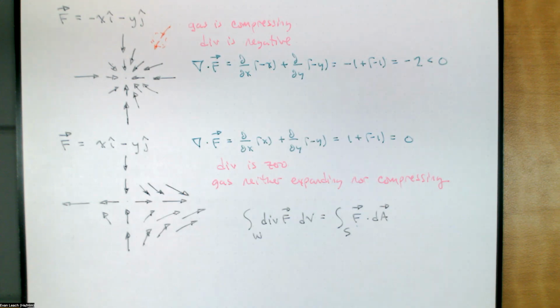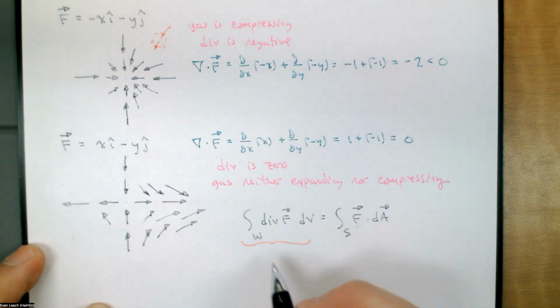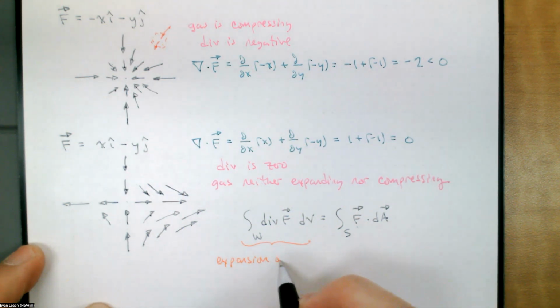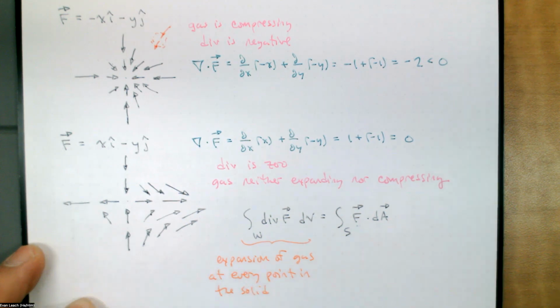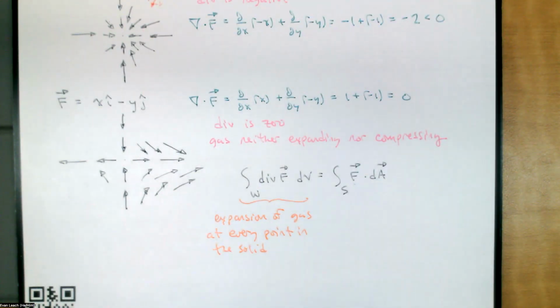So on the left side of the divergence theorem, we've got the gas expanding all throughout the space, how the gas is expanding at every point in the space. And we can measure this by looking at the vector field just flowing through the surface. Here we're measuring the expansion of the gas at every point in this solid. On the other side, we're measuring the vector field flowing through the boundary of that solid.